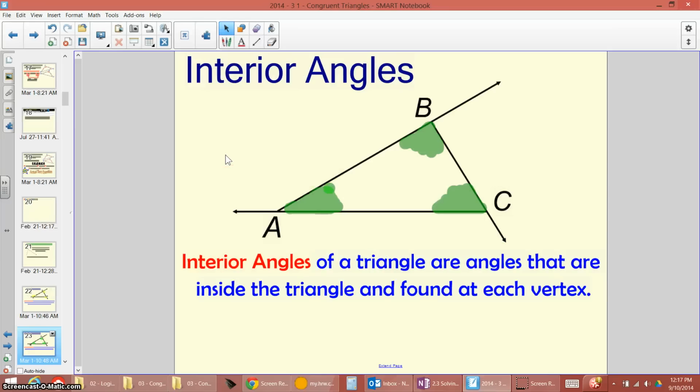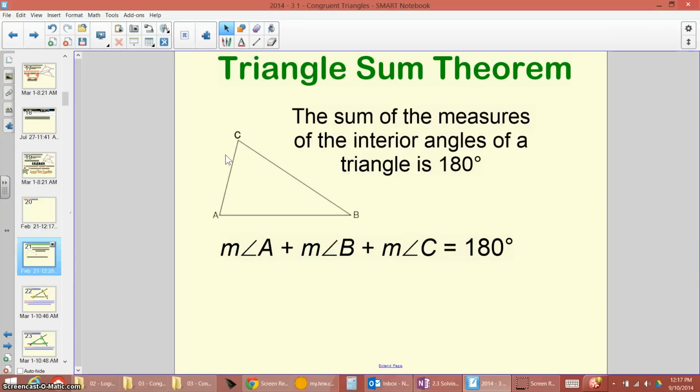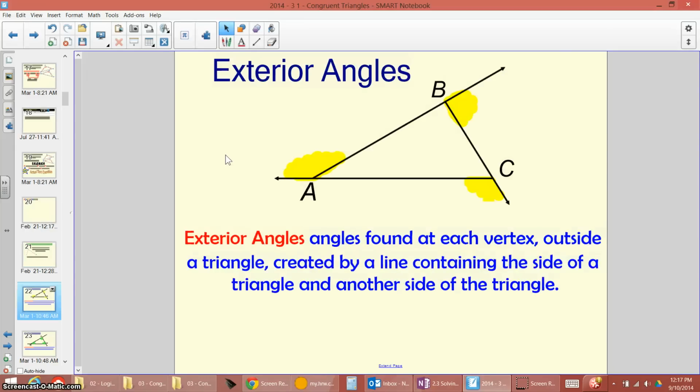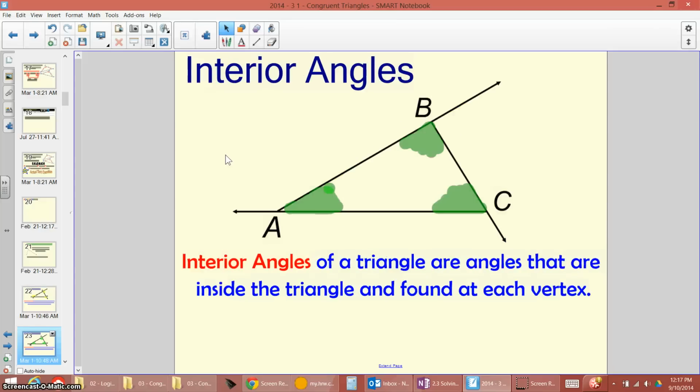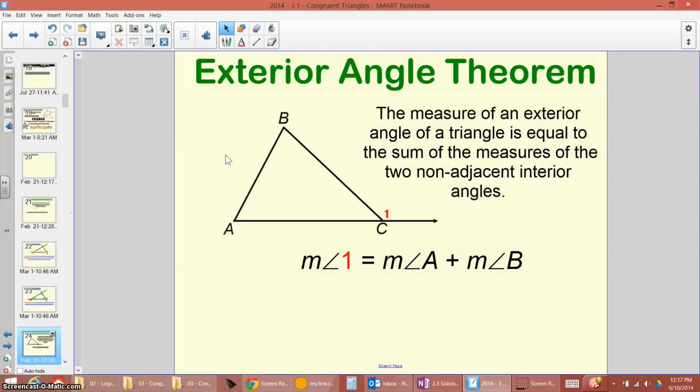Interior angles. Well, that's just what we think of as the regular angles of a triangle, but we have to specify interior and exterior when we have them. See how here the lines don't extend? It's just a triangle. If I extend the lines out, then suddenly I create exterior angles. And so when I do that, I also have to indicate that interior angles are inside.